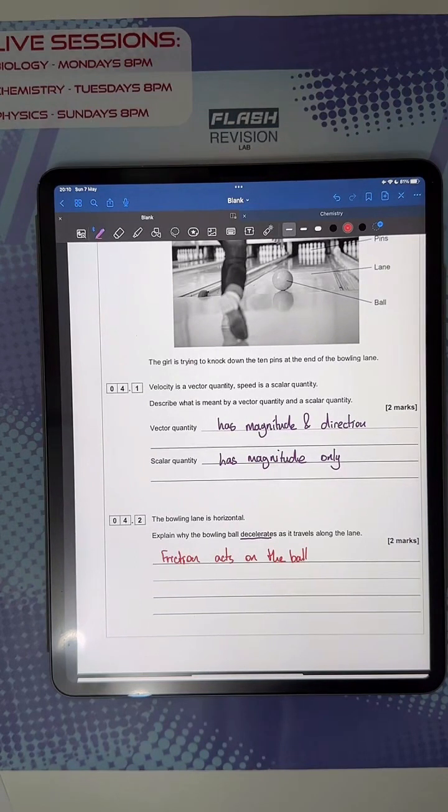You're given the formula list just for physics. You get a formula sheet just for physics. You don't get one for chemistry. For chemistry, you just get a periodic table, and for biology, you don't get anything.